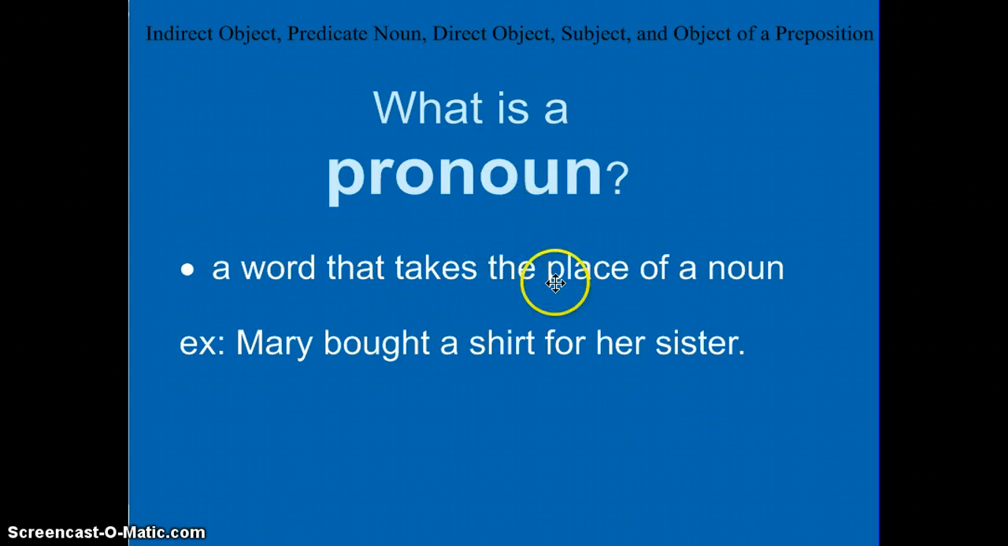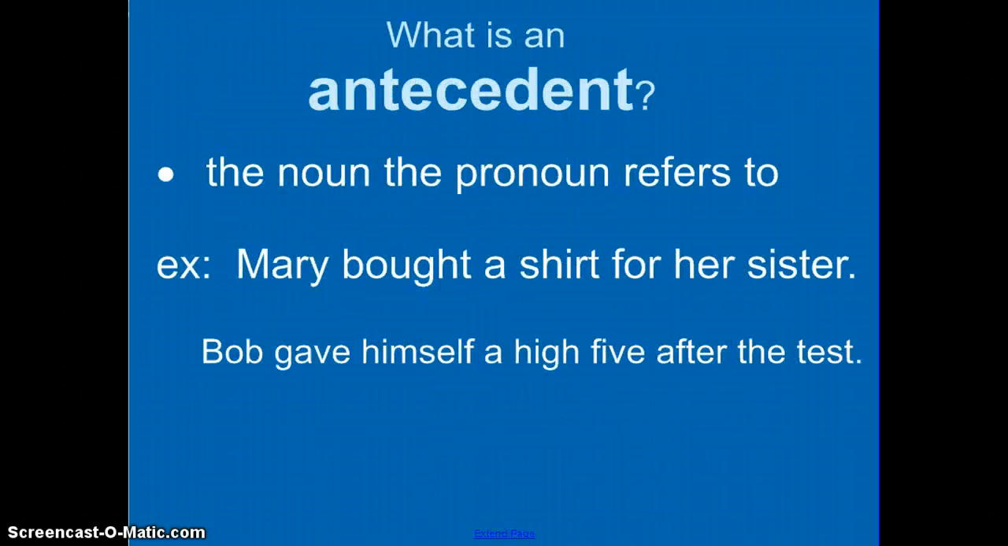And so if we looked in this sentence here, Mary bought a shirt for her sister. Her is the pronoun, and it takes the place of the word Mary, instead of saying Mary bought a shirt for Mary's sister. The next thing we need to know about pronouns then is, what is an antecedent? And an antecedent is the noun that the pronoun refers to. So Mary bought a shirt for her sister, we said, was the pronoun. Then the antecedent is Mary. It's what the pronoun referred to.